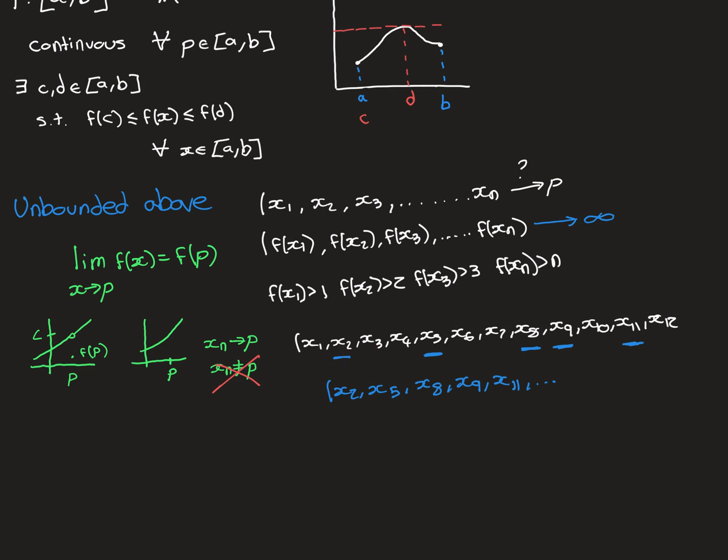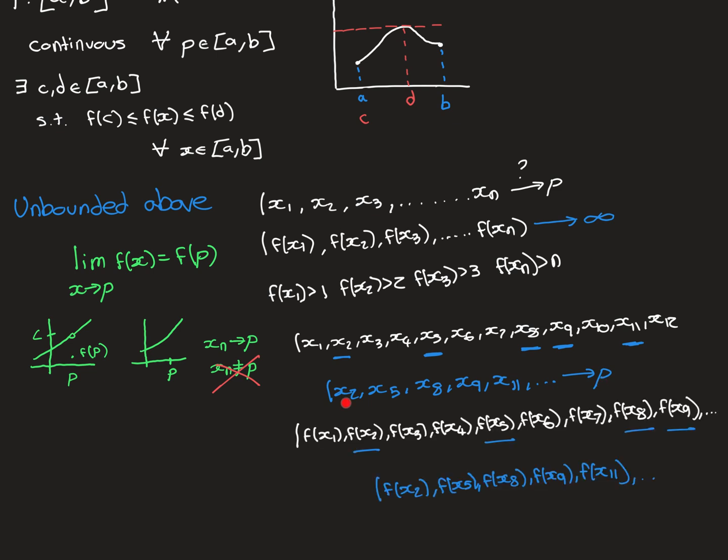x3 went to the bin, x4 went to the bin, x5 survives, etc. And then this is the new sequence that we're constructing here. So it has to be in the same order. So the terms that survive have to remain in order. So you have x2, x5, x8, x11, and so on. So this is going to be convergent, and we'll call the value that it converges to p.